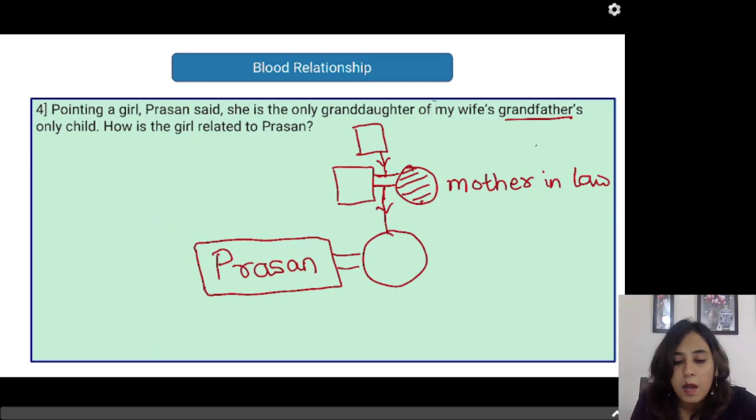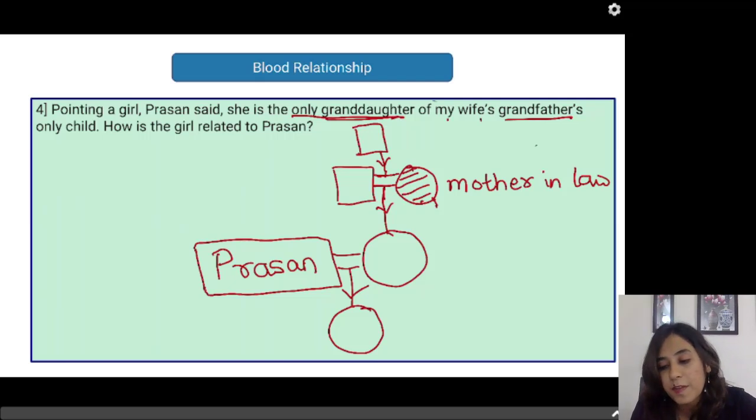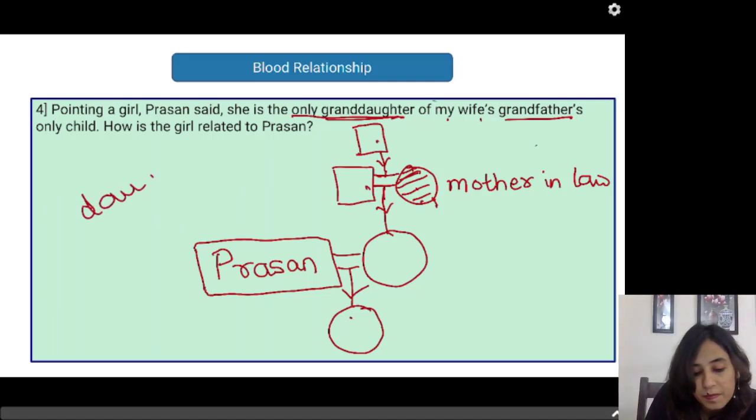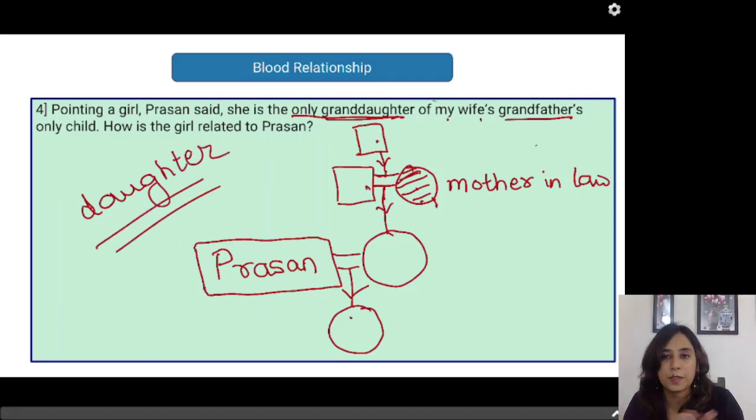So her only granddaughter, we are here talking about this lady's only granddaughter. So her only granddaughter is going to be Prasen's daughter. Let us read the question again. She is the only granddaughter of my wife's grandfather's only child. So it means that we are here talking about Prasen's own daughter. So we are talking here about Prasen's daughter.